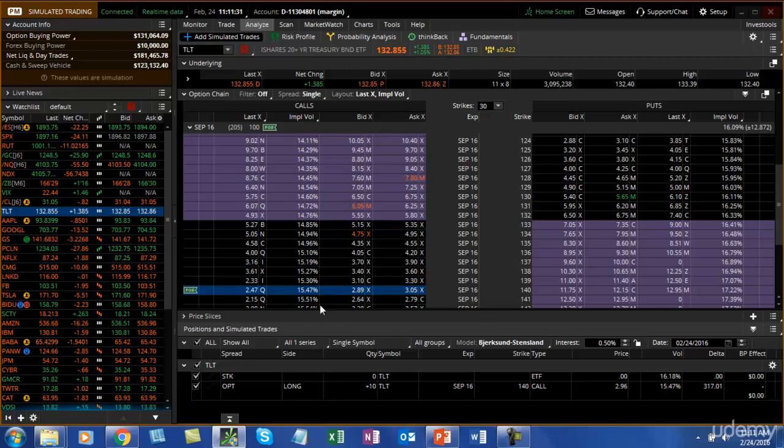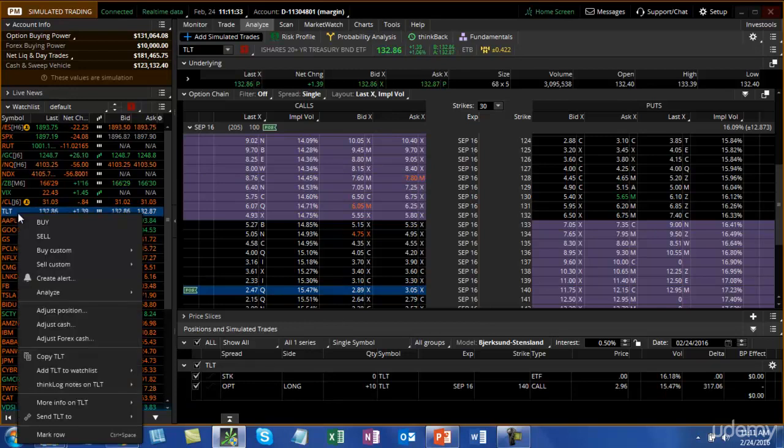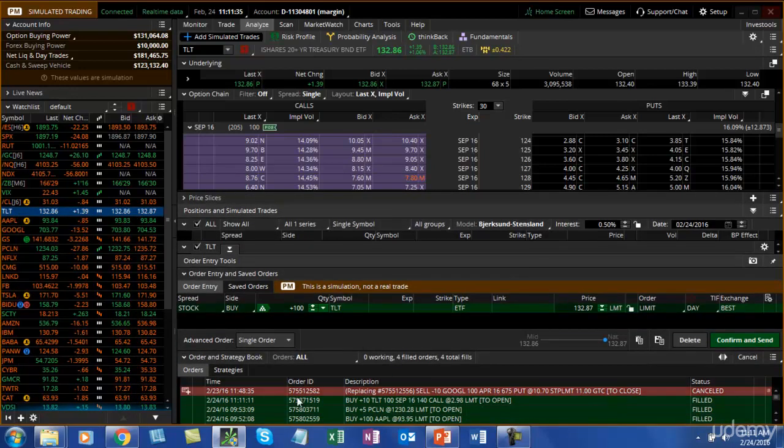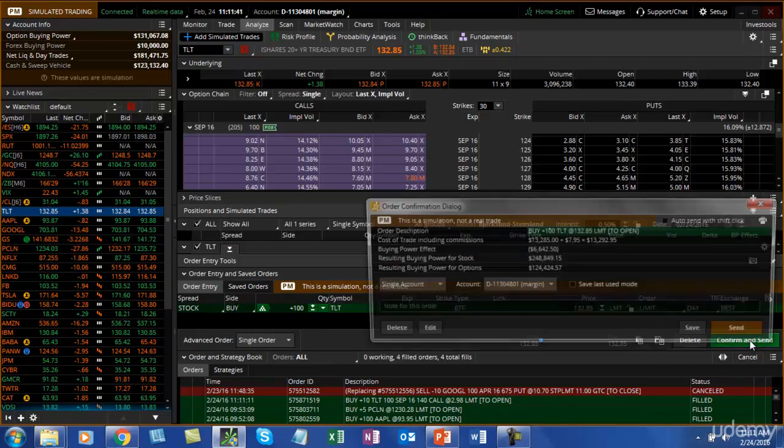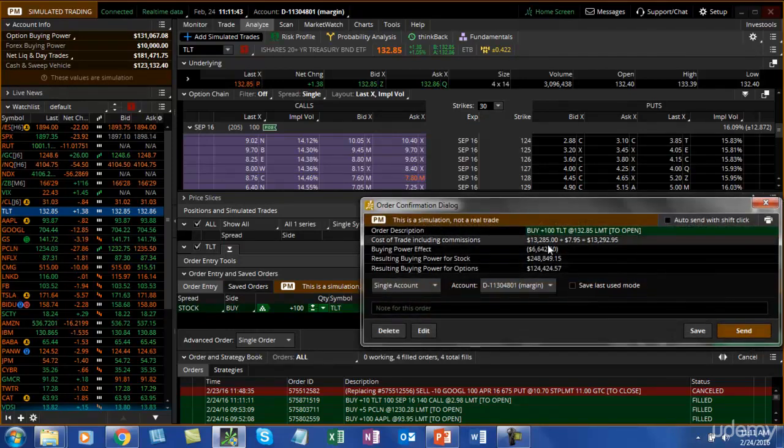Now, you could also simply just buy the shares. So you could come here and say buy TLT. Now that is the shares. So you can say 100 shares TLT at 132. And if you say confirm, that's going to require an investment of 13,000. You don't need to have 100 shares. You can have much less if you wanted.